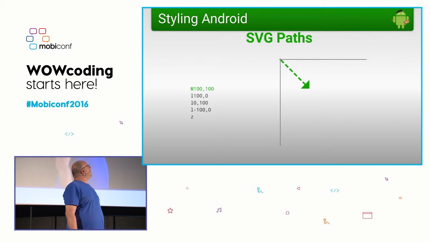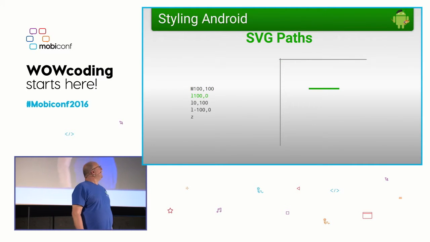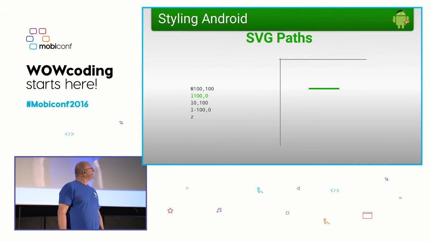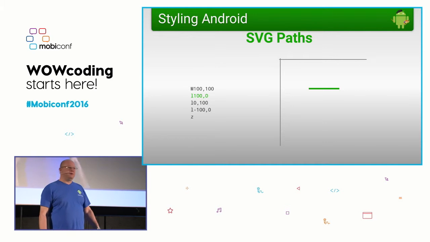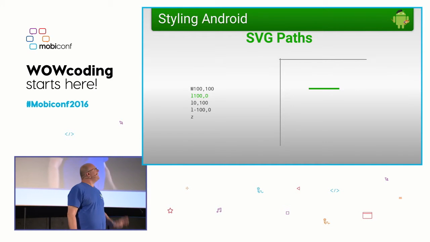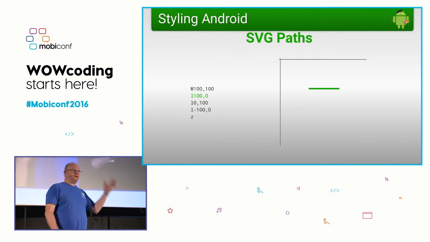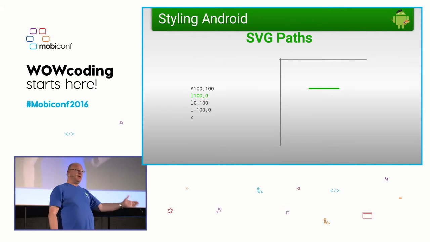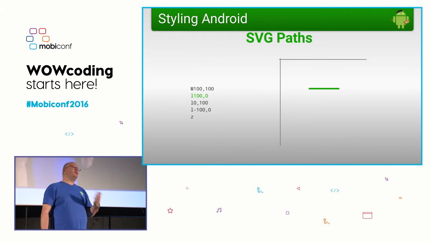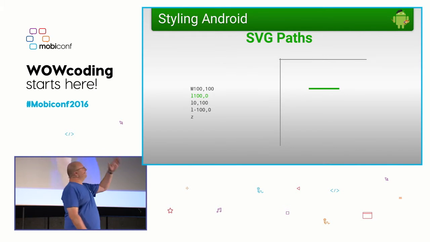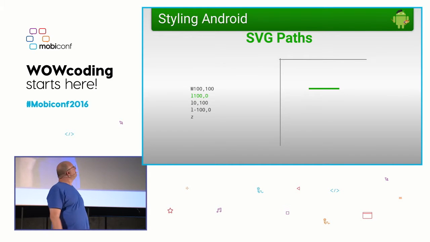So the second command is L. That is an L, not a 1 or a capital I. It's actually an L. And that means line to. So we've got move to and line to. Move to moves without drawing. Line to moves the point, but draws the line. So we've drawn the top of our square.